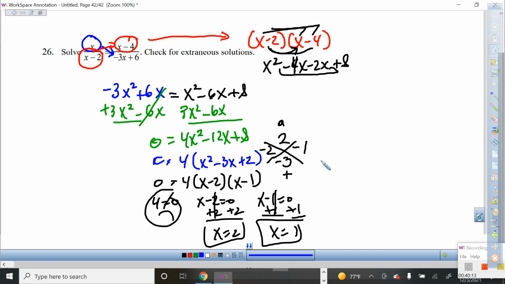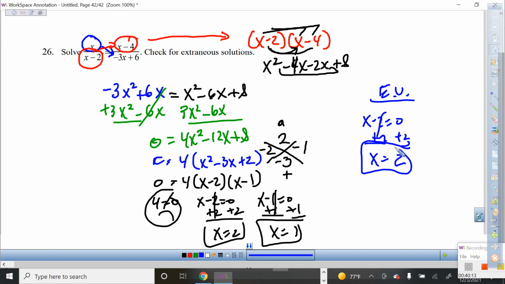We need to check for what? Excluded values. Take my denominator, x minus 2 equal to 0, add 2, x equals 2. What do we notice? That's our what? Yeah, excluded value, so we write extraneous.